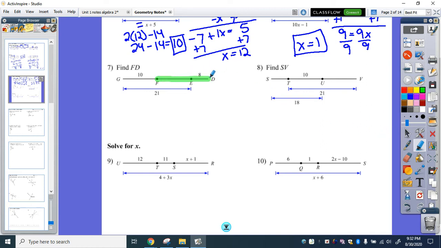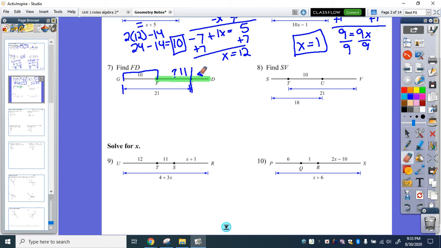I know from E to D is 8. I know from G to F is 10, but I don't know what goes in that middle spot, which I actually need to figure out. So how can we figure out what goes right here? Well, we kind of cut off this diagram and ignore the 8 for just a second. If this portion from G to F is 10, and the whole thing from G to E is 21, what would be left in this portion here? If you said 11, you would be correct.